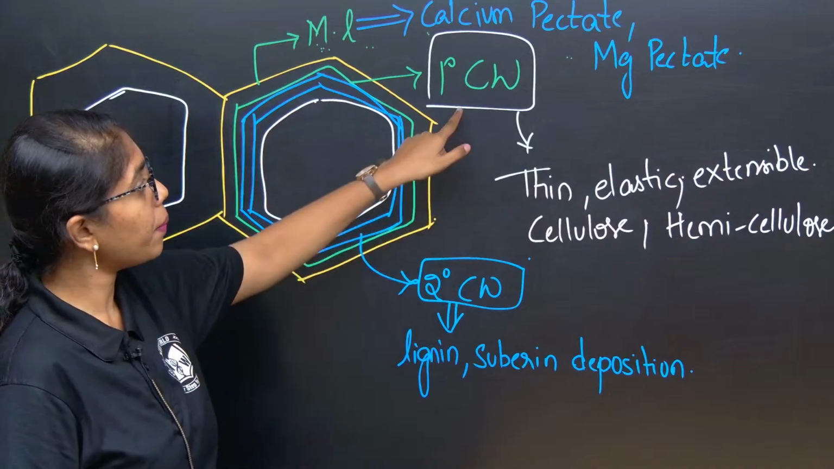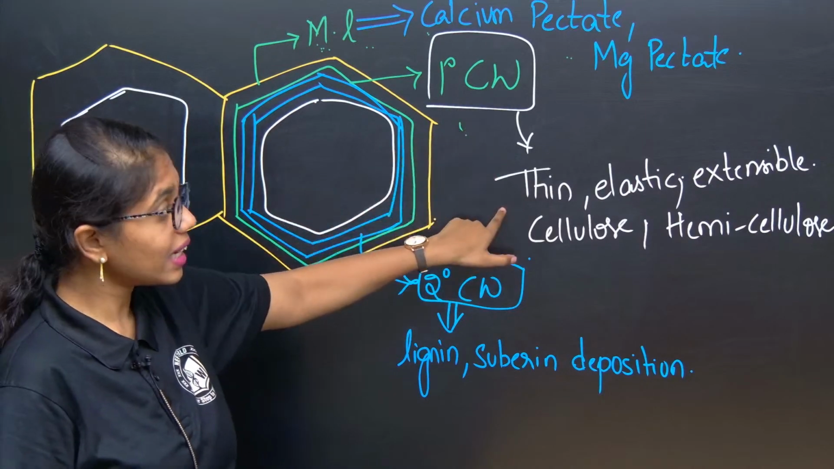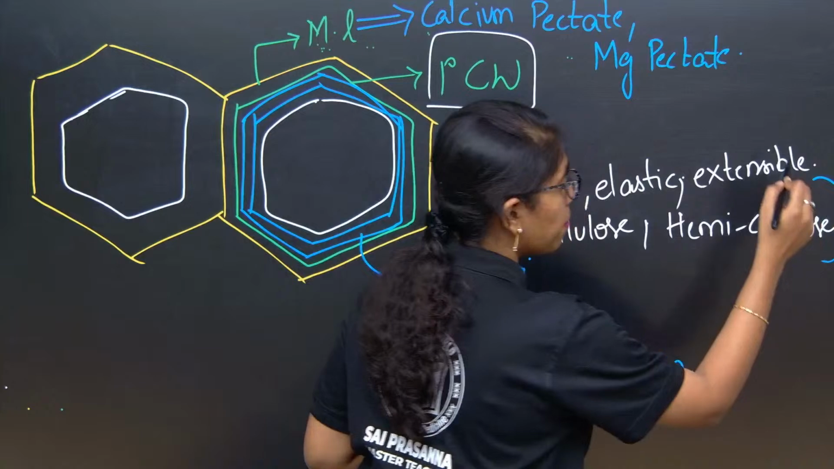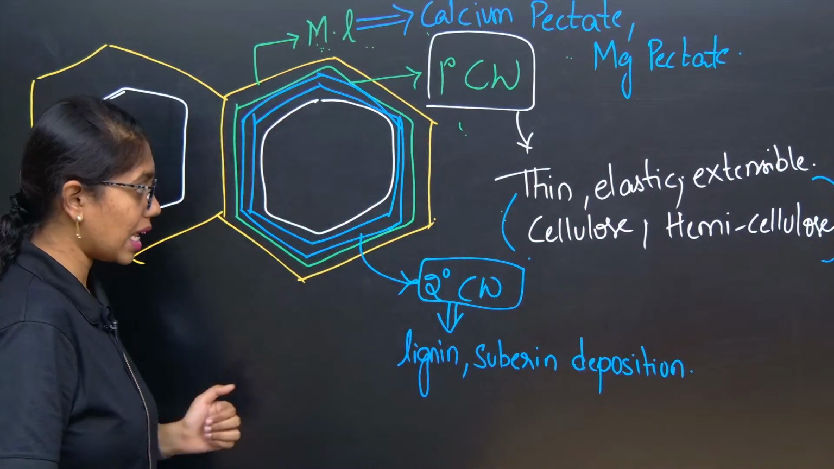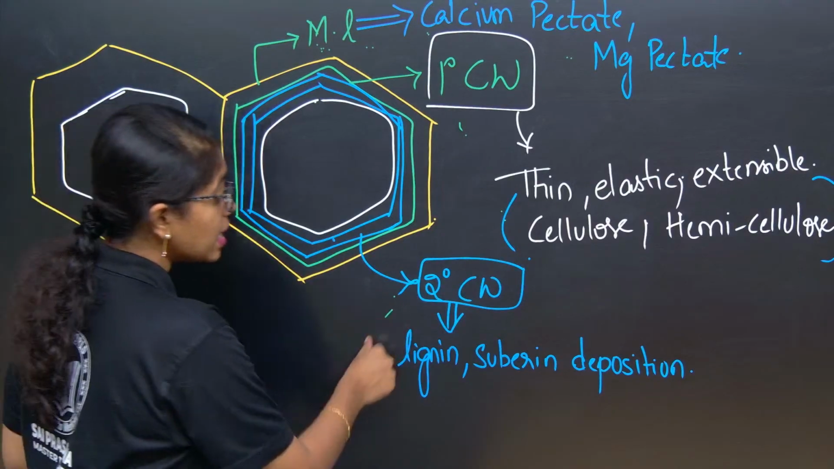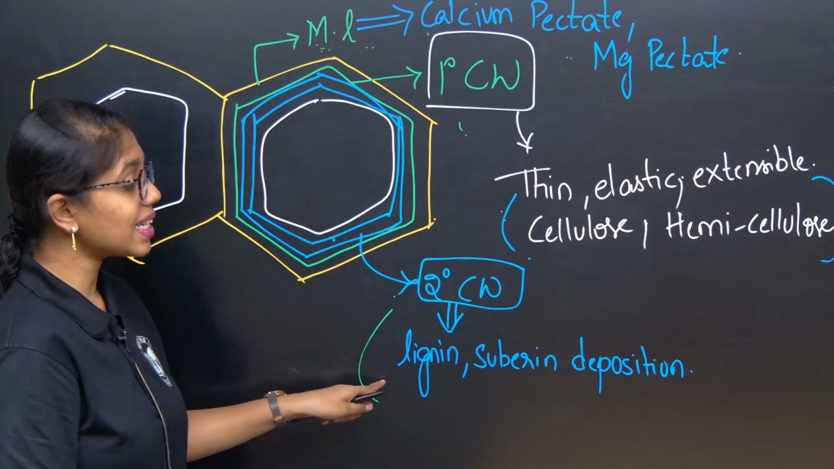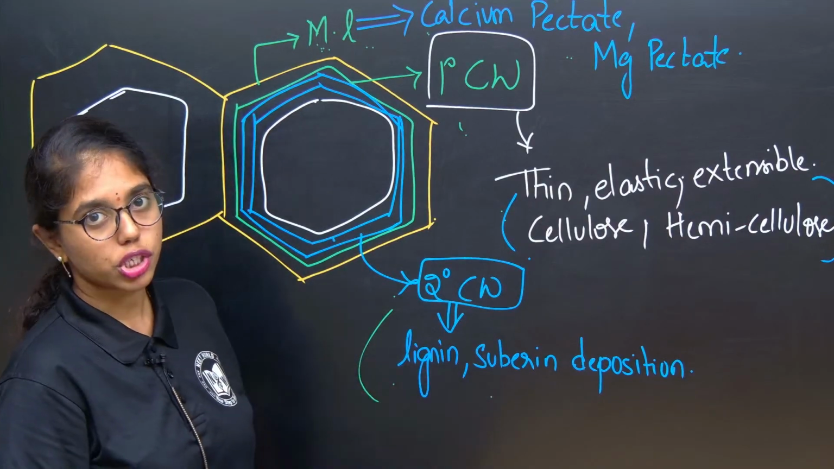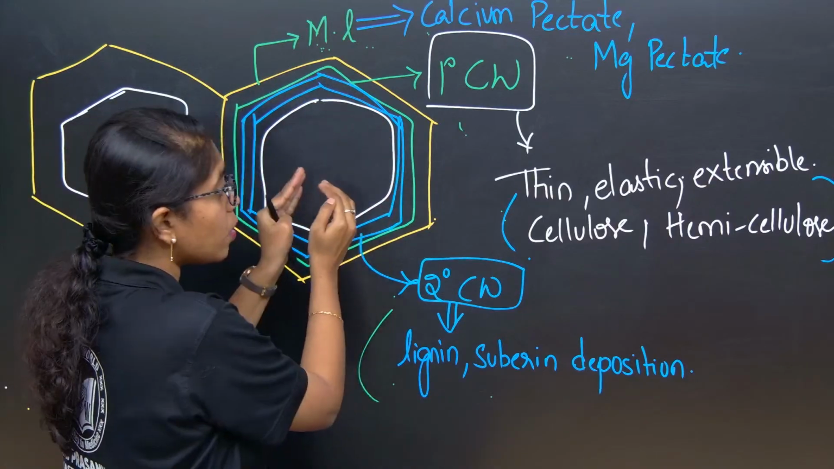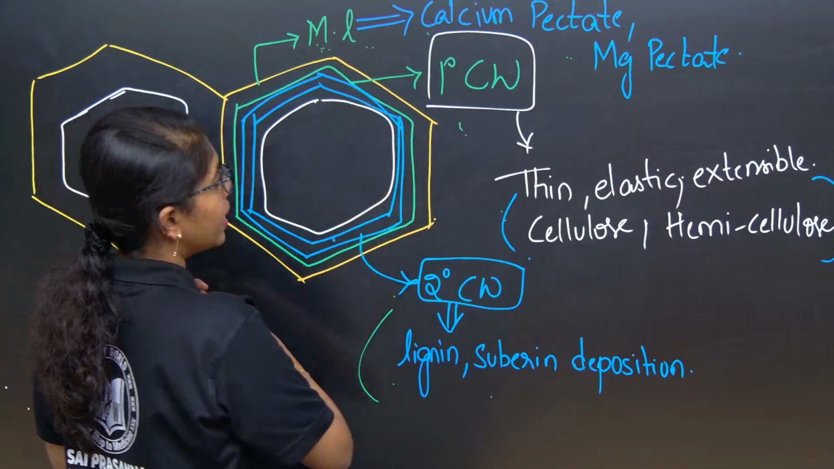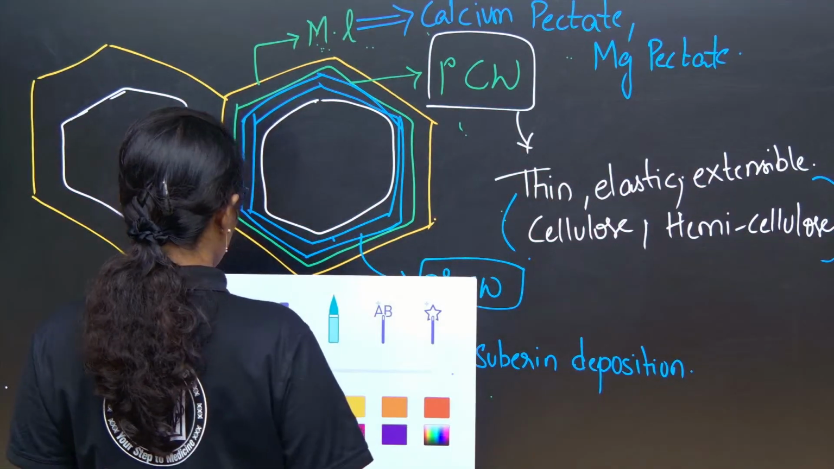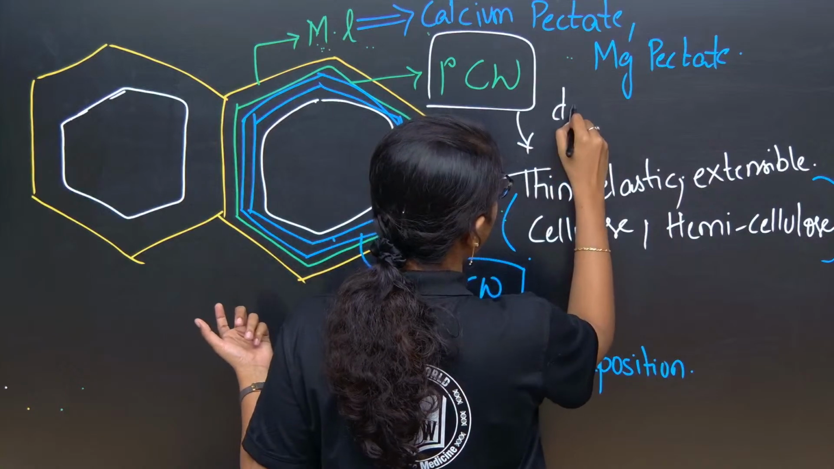Inner to the middle lamella, the primary cell wall is present. This is thin, elastic, extensible, and made up of cellulose and hemicellulose. Next to the primary cell wall, 2 to 3 layered, what is present? The secondary cell wall is present. The secondary cell wall is tough and thick because it has lignin and suberin depositions inside it. As the cell grows and the secondary cell walls are formed, the primary cell wall will get degenerated.